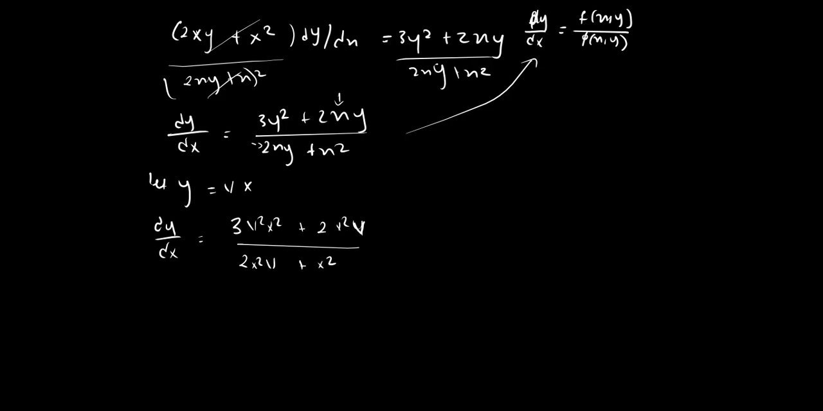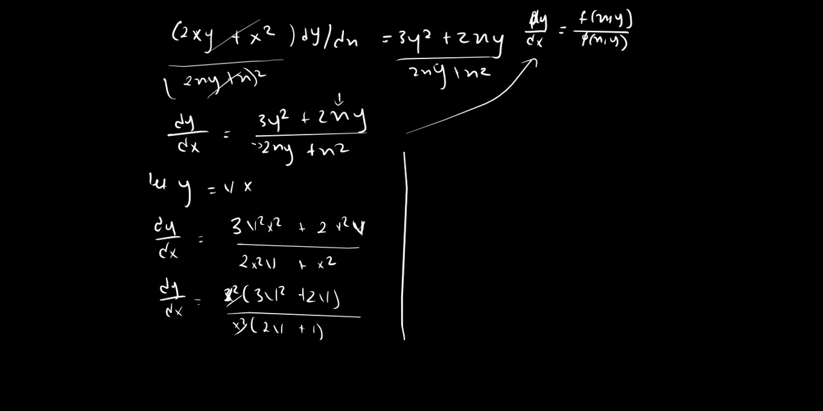Now if you look at this equation, you see that something is common. We have x² with all of them, so we can factorize x² out. So we have dy/dx = x²(3v² + 2v) over x²(2v + 1). We cancel x², and then we have dy/dx = (3v² + 2v) over (2v + 1).